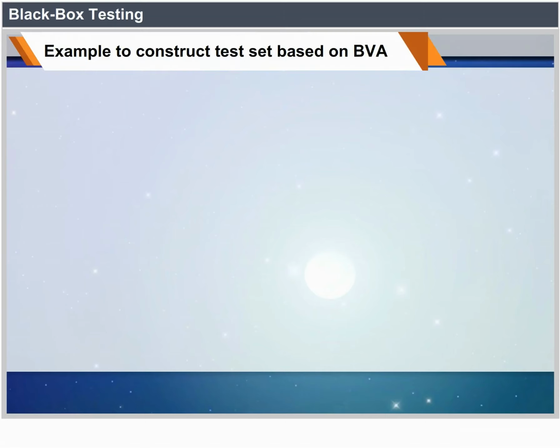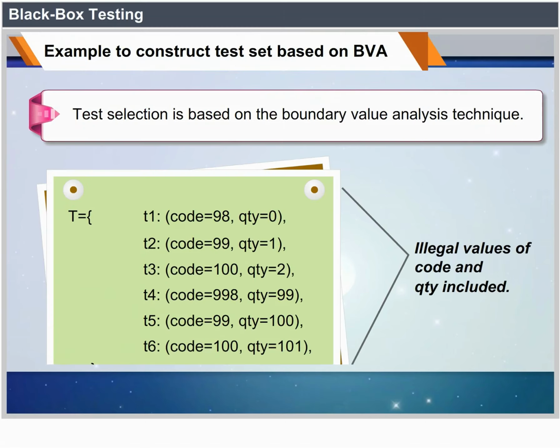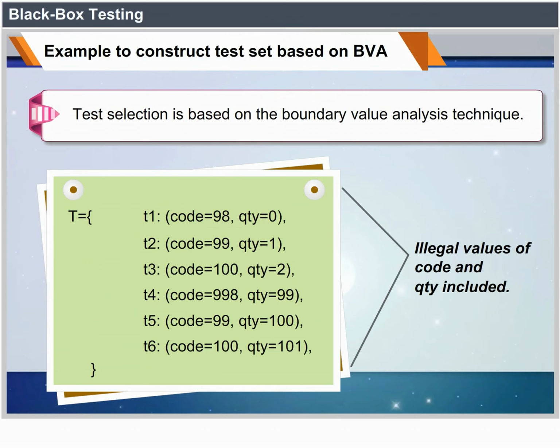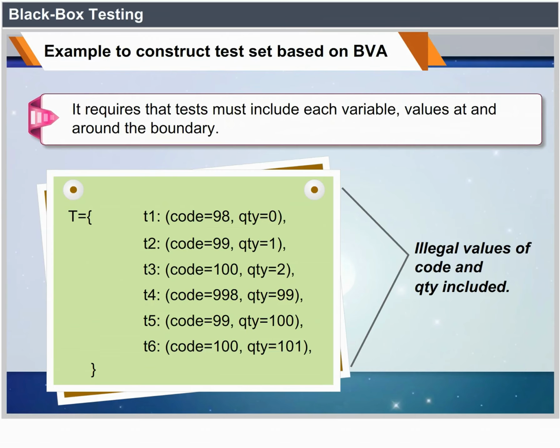Example to construct test set based on BVA. Test selection based on the boundary value analysis technique requires that tests must include, for each variable, values at and around the boundary. T1, code 98, quantity 0, and so on as shown.